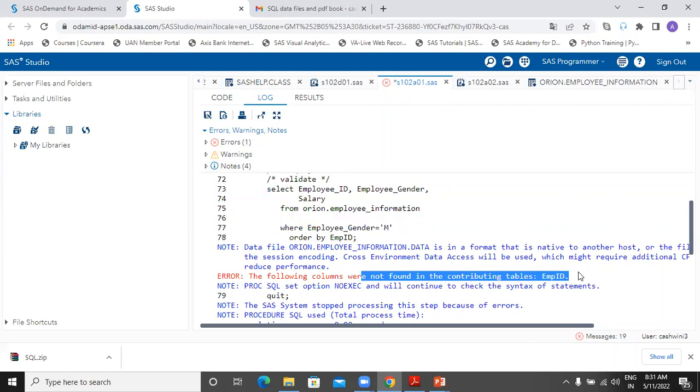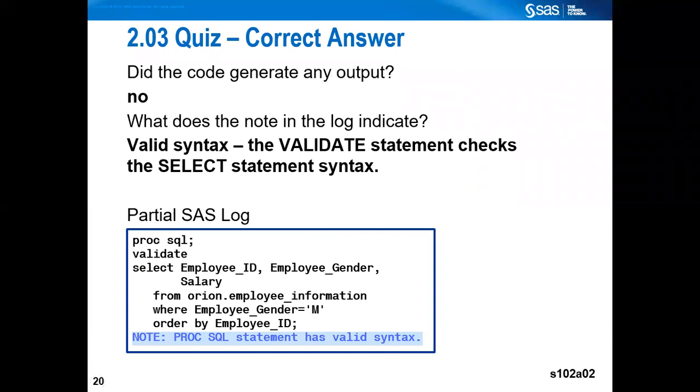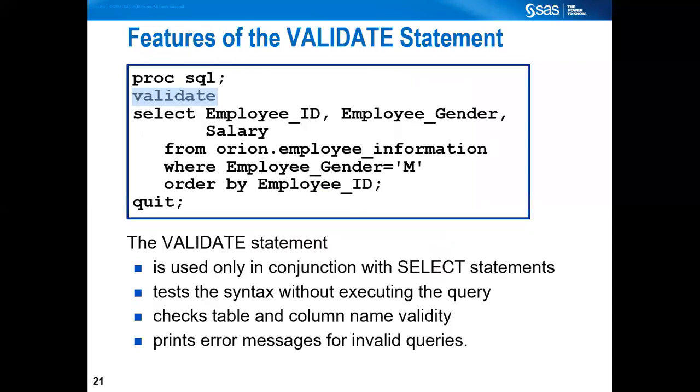Correct? So with the current activity, did the code generate any output? No. What does the note give? The note was giving us proc SQL statement has valid syntax. Correct? So what does this validate statement do? It is used only in conjunction with the select statement, tests the syntax without executing the query, checks the table and column names are valid, and of course prints an error message for invalid queries.